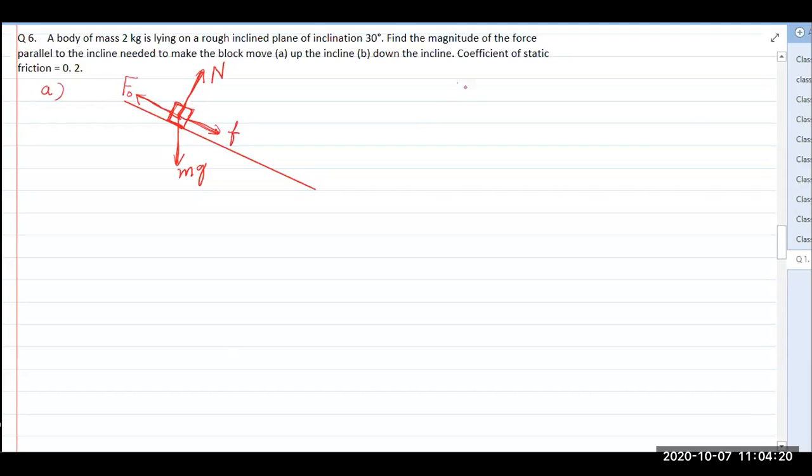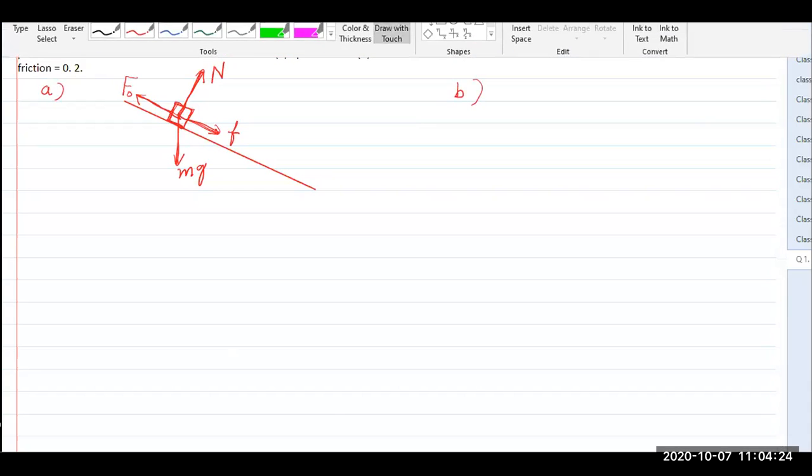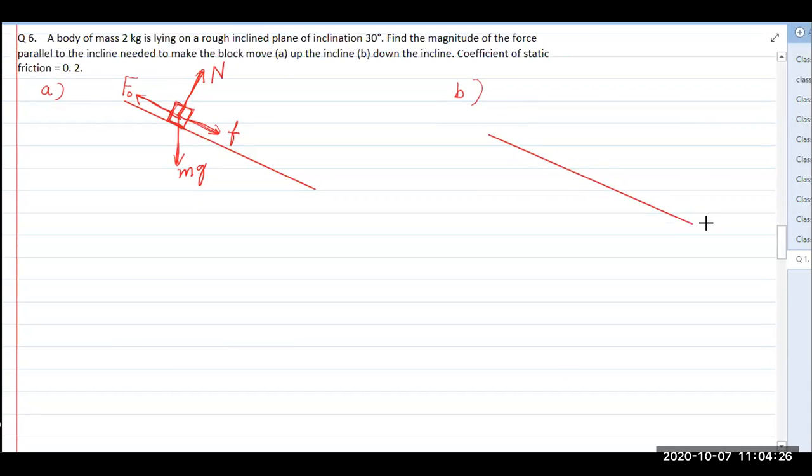And for B, the friction will be just opposite. The object is here, mg is fine, normal is there. Since we have to move the object down the incline, the friction has to act up. In the second case, friction will act up, and in the first case, friction will act down. So we have to find this external force needed.